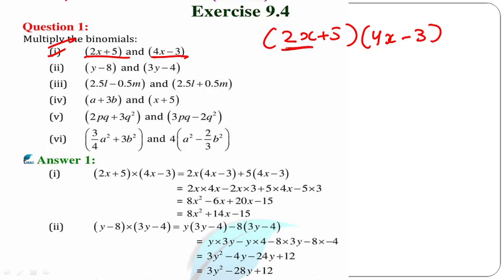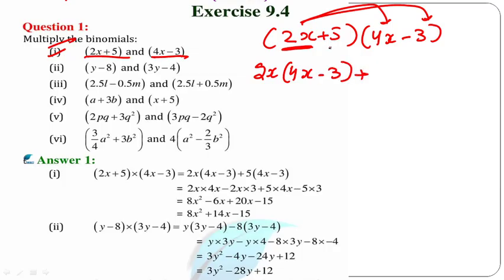First we will multiply the first term with both the terms of the other binomial. So we will multiply this 2x with both the terms of the other, that is 4x minus 3, plus the sign of this plus. Then we multiply this 5 with both the terms, 5 into 4x minus 3.